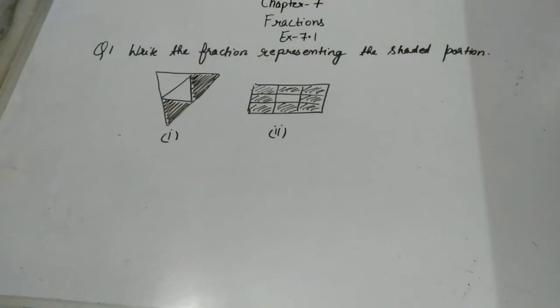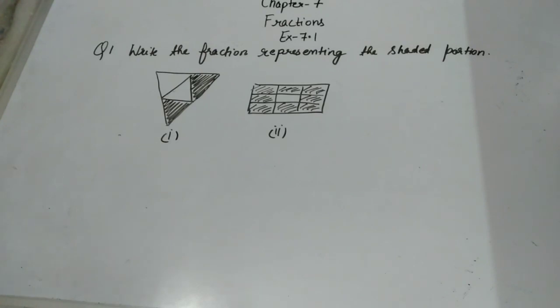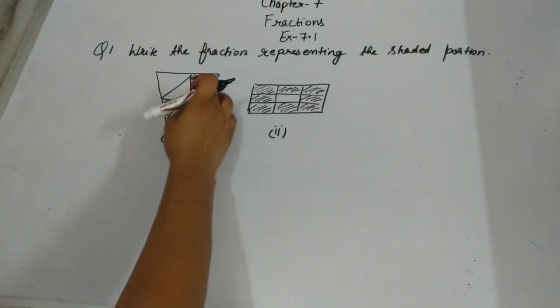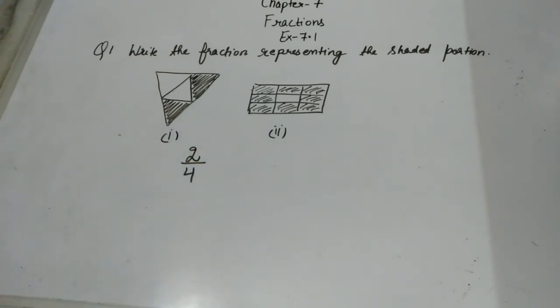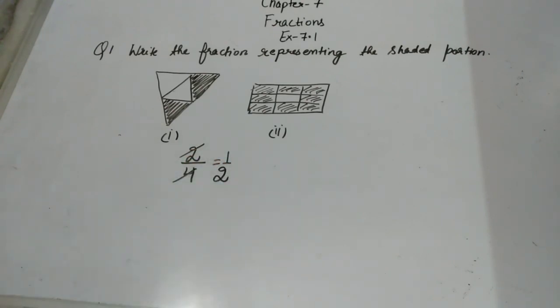So question number 1 of exercise 7.1 is: write the fraction representing the shaded portion. First of all you will count how many portions are there. 1, 2, 3, 4. Total 4 portions are there, and how many are filled? 2 are filled. So you will write 2 in the numerator and 4 in the denominator, and after cancelling it you will get 1 by 2.